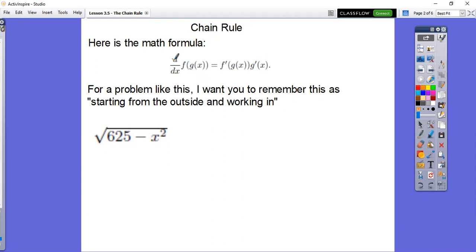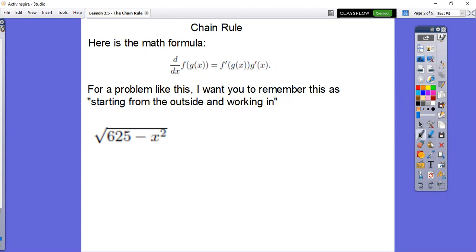So, the mathematical formula for the chain rule. If I have the derivative with respect to x of f of g of x, what I do is I take f prime, the derivative of f of g of x. So g of x is still going to be completely inside this first portion of the function, and we're going to multiply that by the derivative of g. I sometimes like to remember this as starting from the outside and working in.